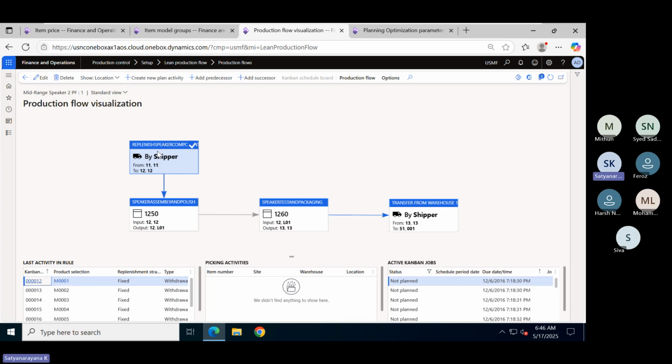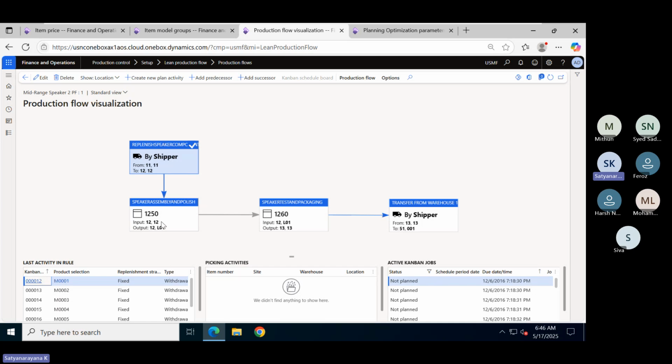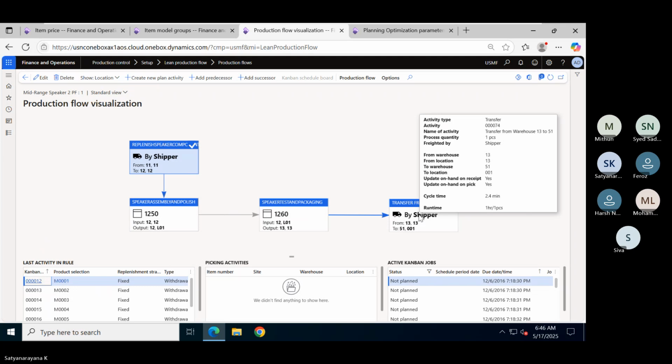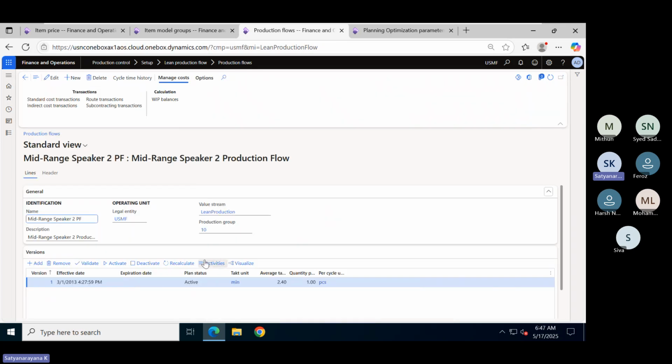So I need to use the shipper. I need to go pick the material and assemble, combine these two and deliver. For quick delivery, we are going to use this one. From warehouse 11, warehouse 12, whatever it is, you're taking material, you are processing something and you are delivering material. So for this production flow, here we have activities.